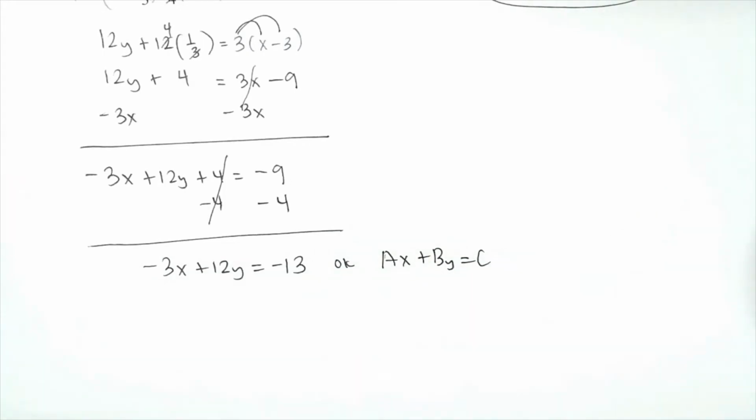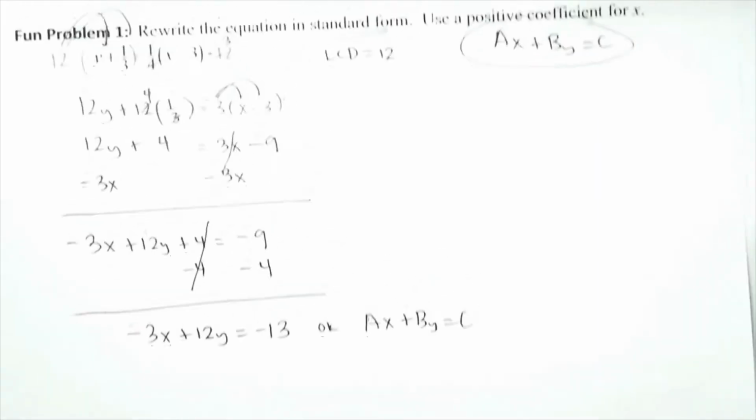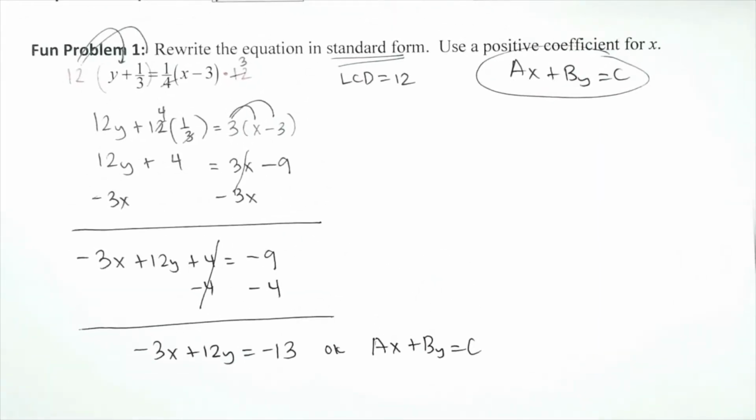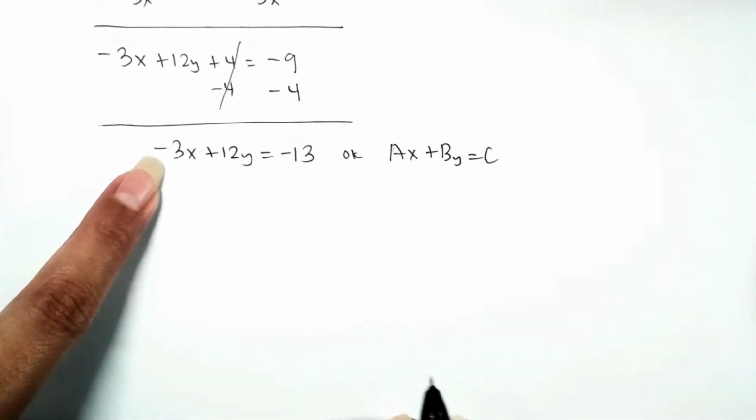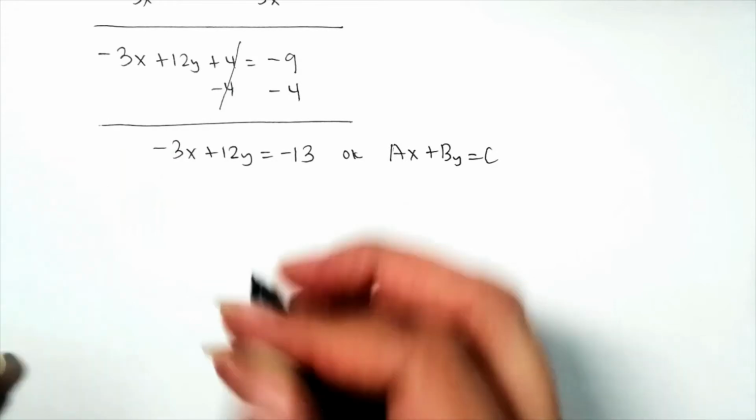However, the book wants us to be an overachiever. Why? Because the book not only wants you to write your answer in standard form, they also want you to use a positive coefficient for x. So pretty much they want us to start on a positive note. So then I'm like, okay, how can I make the -3x look like a positive 3x? You have two options. Option 1, multiply it by -1, or option 2, divide it by -1. Let's go ahead and write down our equation again.